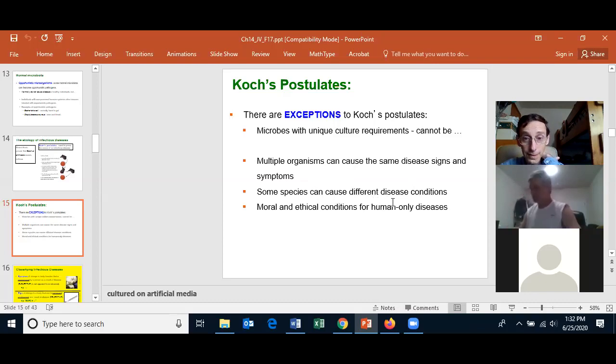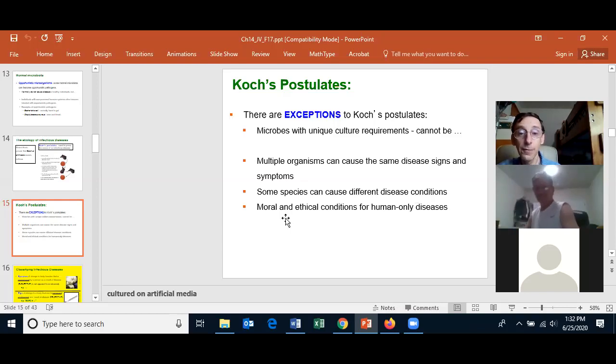But there are some diseases, I just can't think of an example, where one species caused two different disease conditions. Maybe we could state with COVID-19, sometimes people get flu-like symptoms and a fever with COVID-19, and then other patients, they get either diarrhea or constipation, and that might be the only symptom you get with COVID-19.